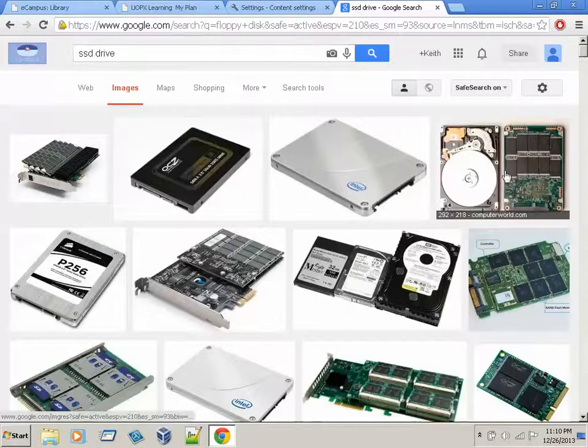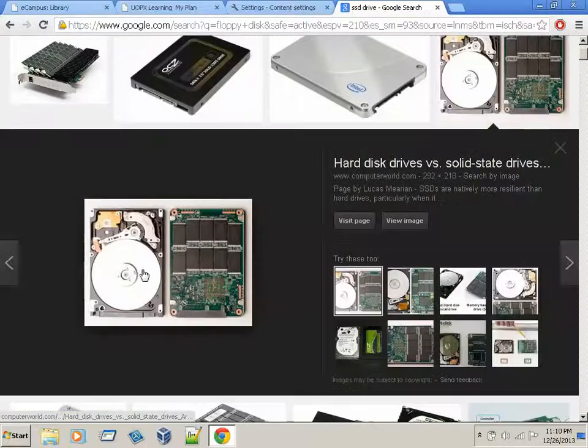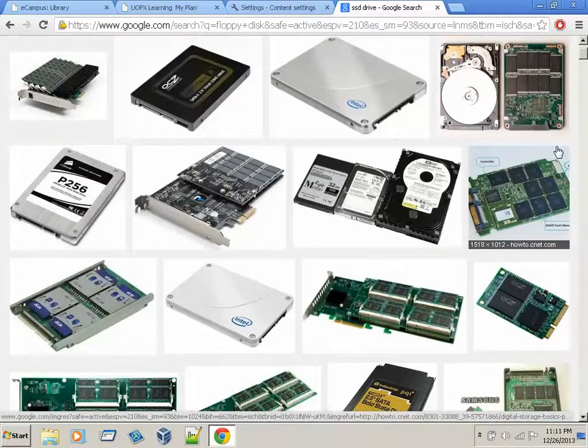You can see in this picture the solid state versus the regular hard drive. Moving parts compared to no moving parts, and solid state is a lot faster. But it's more expensive at the moment because it's newer technology. So we'll go on from there to the next section.